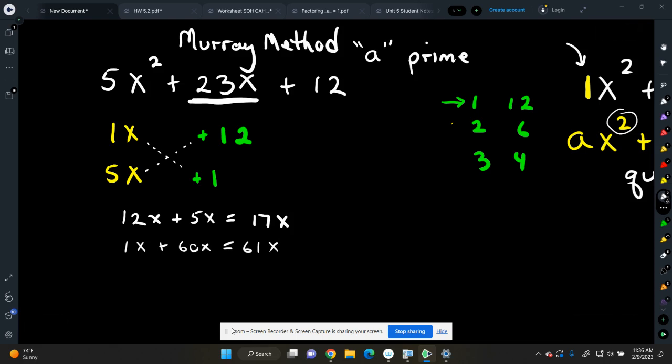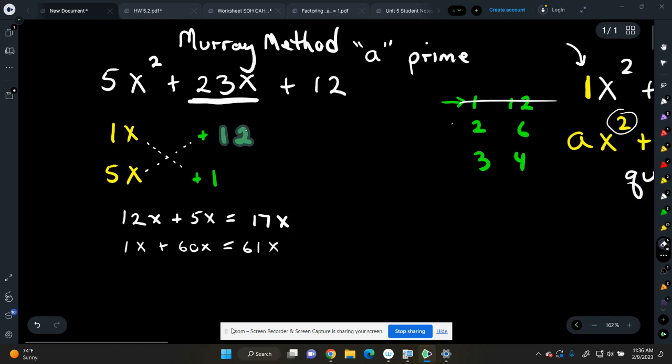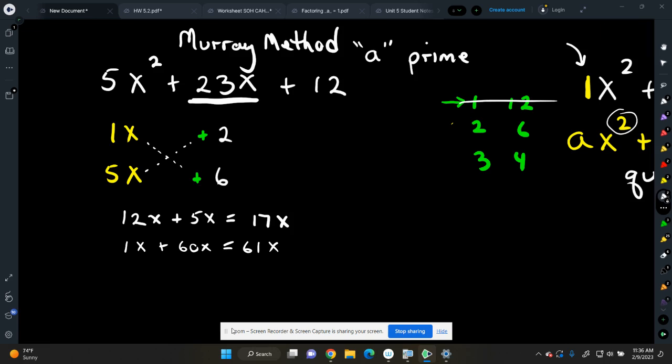So I've tried the 1 and the 12 in both positions, and it didn't work. So we cross it off. And we're going to try the 2 and the 6. Right? 2 and 6. And we're going to see if that works. Okay? So we cross multiply. 1x times 6 gives me 6x. 5x times 2 gives me 10x.